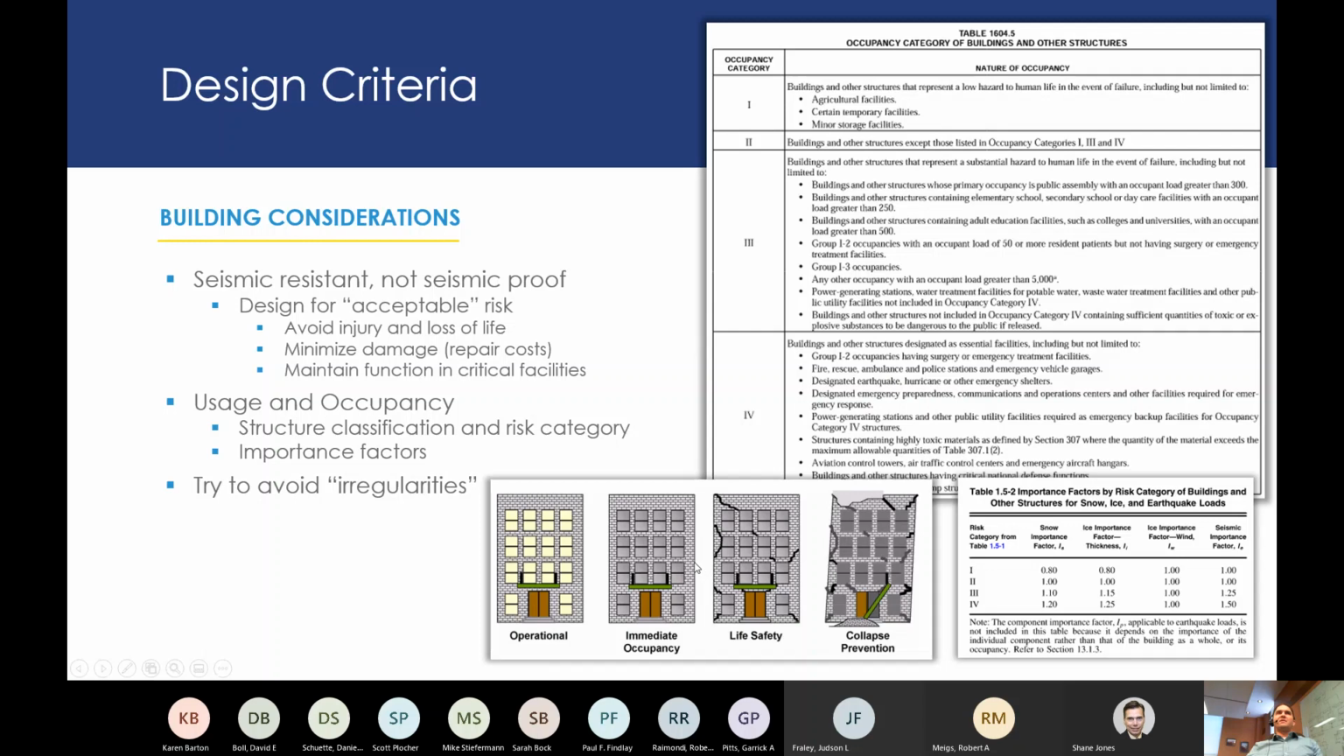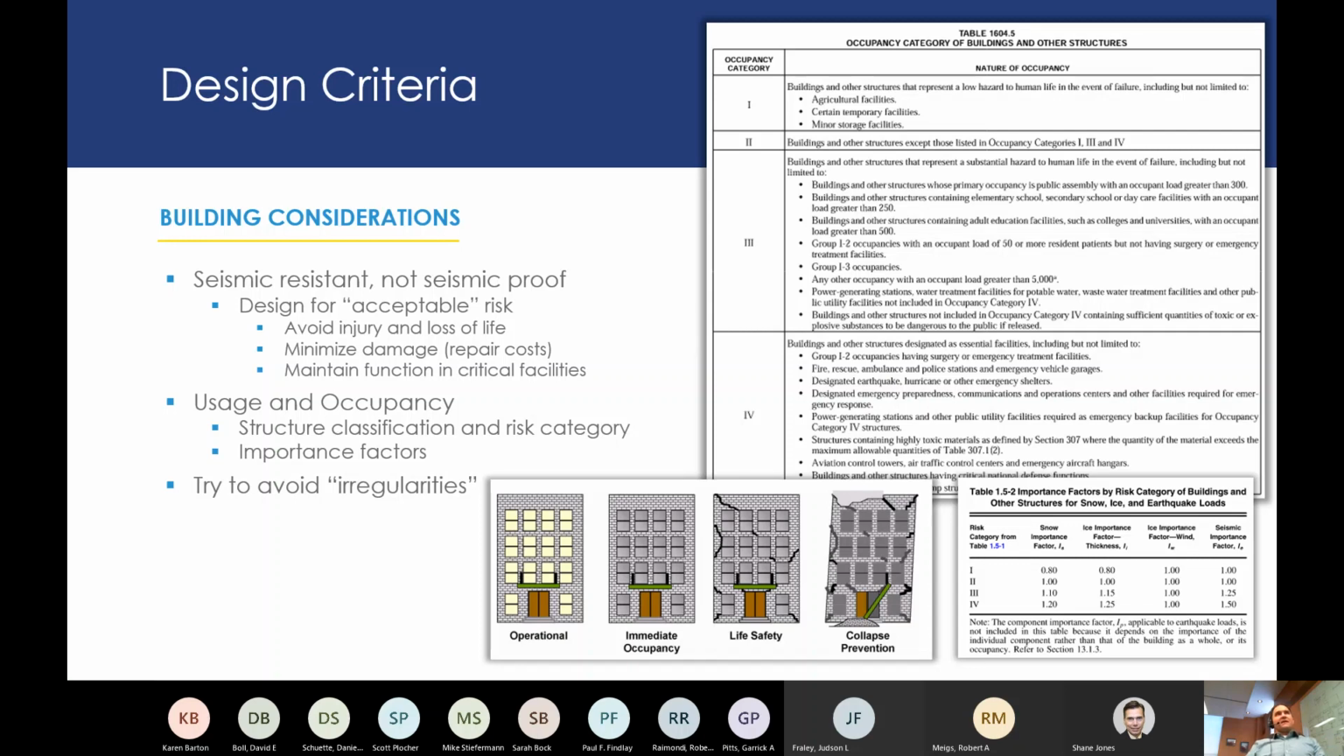3 would be immediate occupancy. These are high occupancy buildings, schools, anything with a lot of people in it. 2 is life safety, and 1 is collapse prevention. And these are really low occupancy storage buildings or agricultural facilities, things that don't have a high risk to human life.